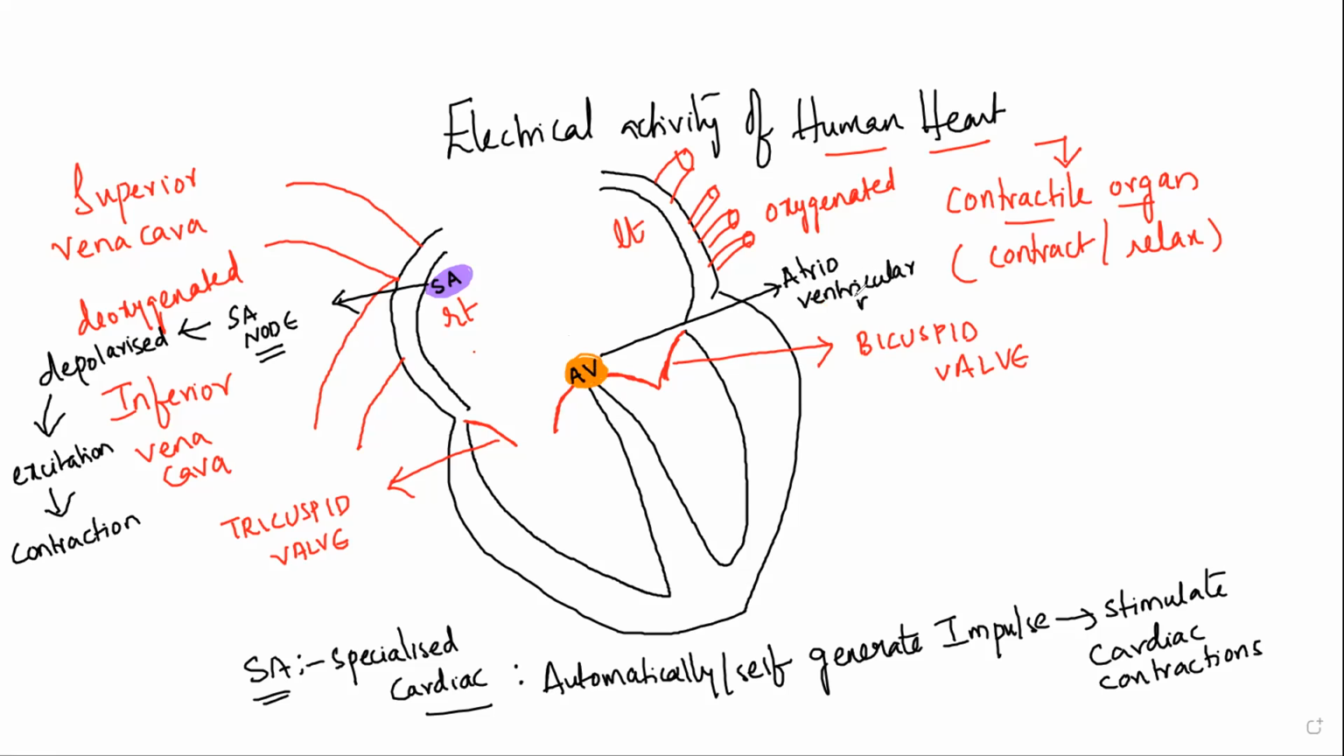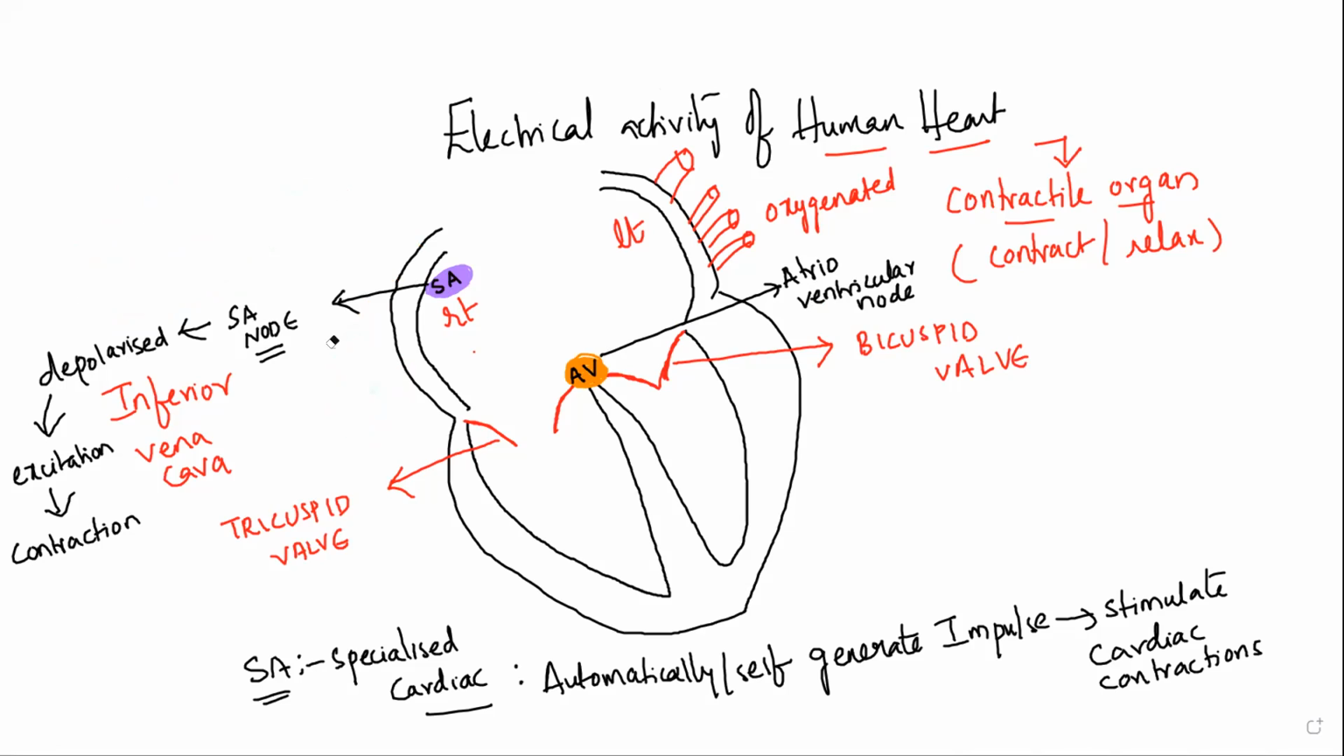Atrioventricular node. This is also electrically active. It also gets depolarized, but the rate at which it gets depolarized is not more when compared to that of the SA node. The SA node's rate of depolarization is very high, children. Let me write this for you so that you will understand this mechanism.